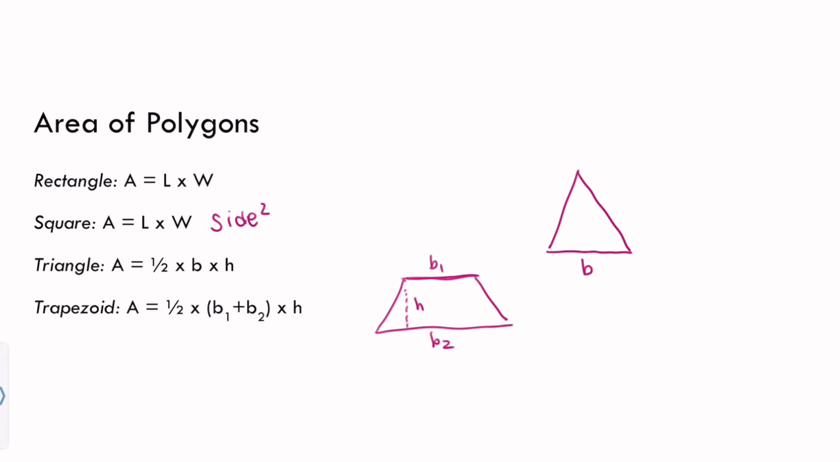And for a triangle, say this is the triangle, the base would be here and then this would be the height. But for a right triangle, this would be the height already because it's perpendicular, right? And then this is the base. Okay.